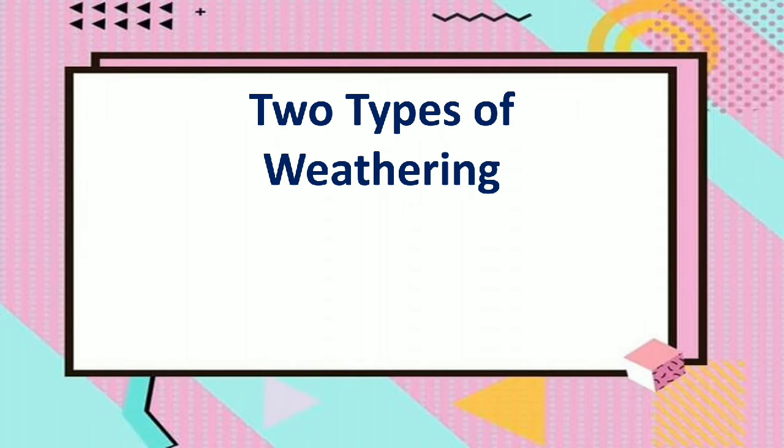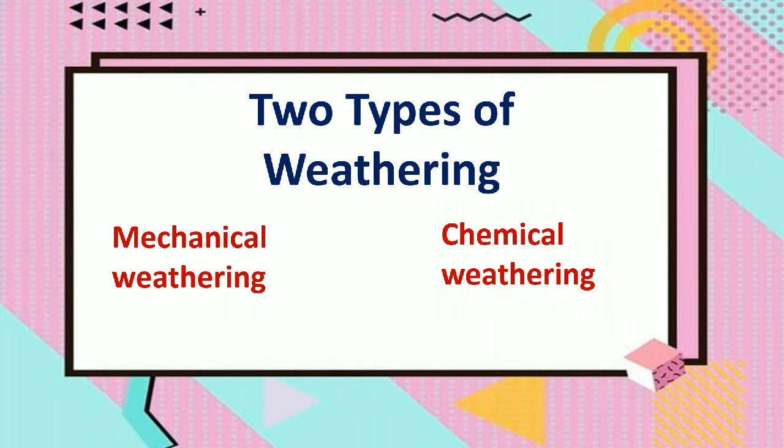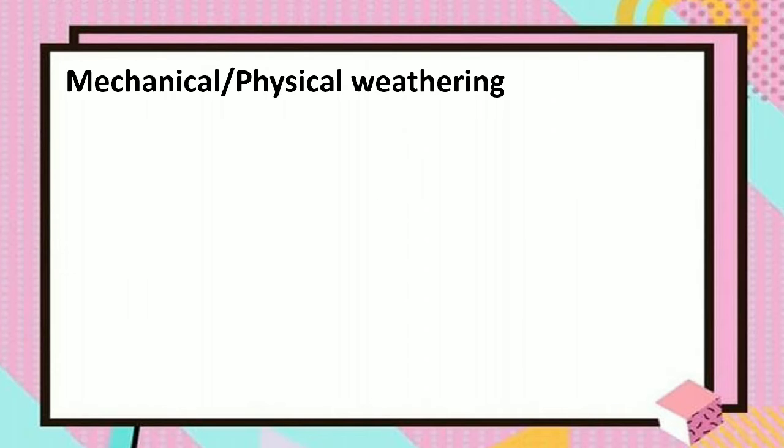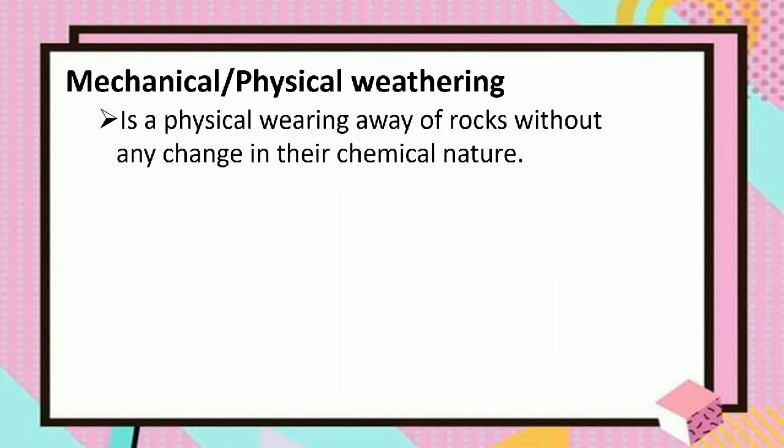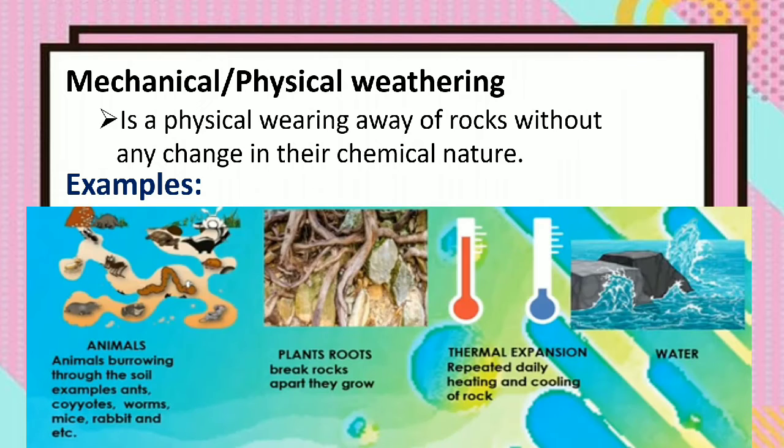There are two types of weathering. First is mechanical weathering, and the second one is chemical weathering. Let's find out what mechanical weathering and chemical weathering are. Mechanical or physical weathering is a physical wearing away of rocks without any change in their chemical nature. Examples: animals burrowing through the soil, for example ants, worms, mice, rabbits, etc.